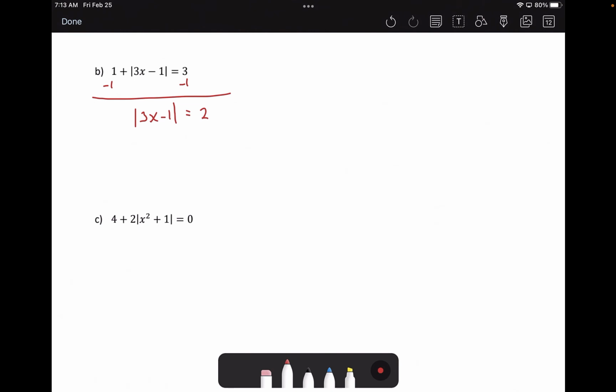Once you've isolated the absolute value, then you can drop the bars and create 2 equations. We're going to copy the inside of the bars, and on the right side, we're just going to do a -2 and a +2. You just do the negative and the positive version of whatever constant is on the right side. From here, we need to add 1 to both sides. 3x equals -1. Divide, and x is equal to -1/3.